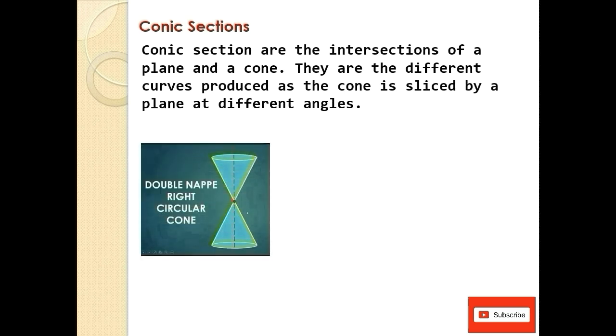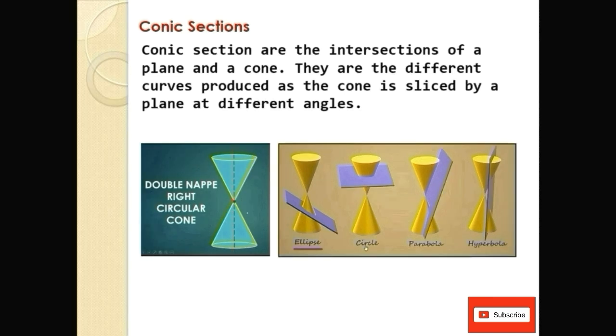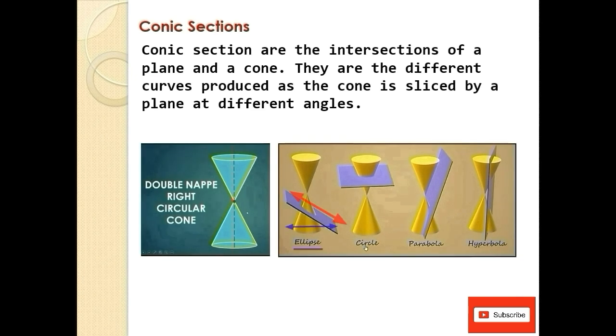Now, slicing it at different angles, you will notice that we have come up with 4 different sections: the ellipse, the circle, the parabola, and the hyperbola. An ellipse is produced when the cutting plane is not parallel to the base of the cone. A circle is produced when the cutting plane is parallel to the base of the cone.